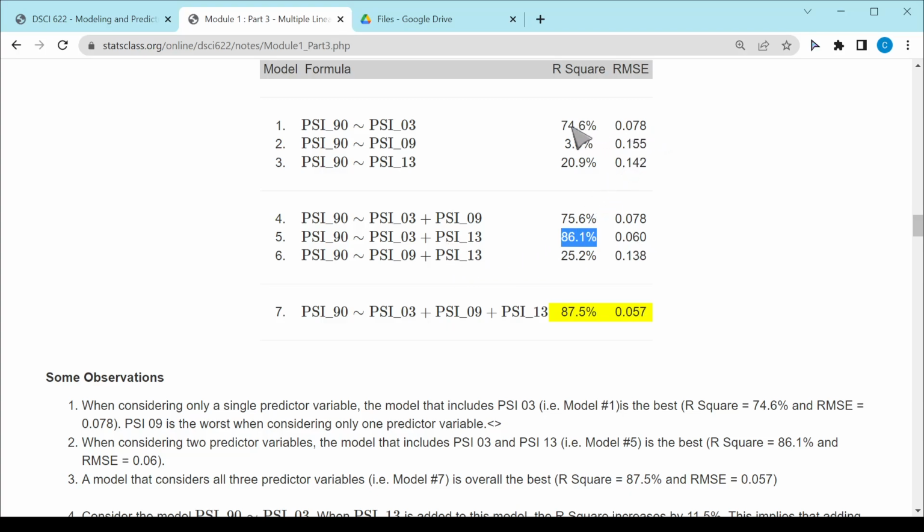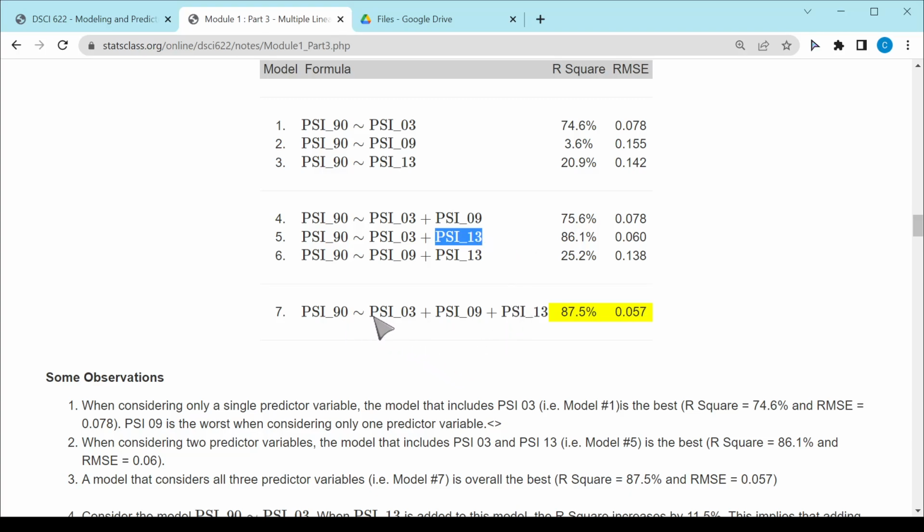My R squared went from 74.6% when I just had PSI03 in it. It jumped up to 86.1% here when I added PSI13. So in that sense, PSI13 must be the second most important predictor variable.